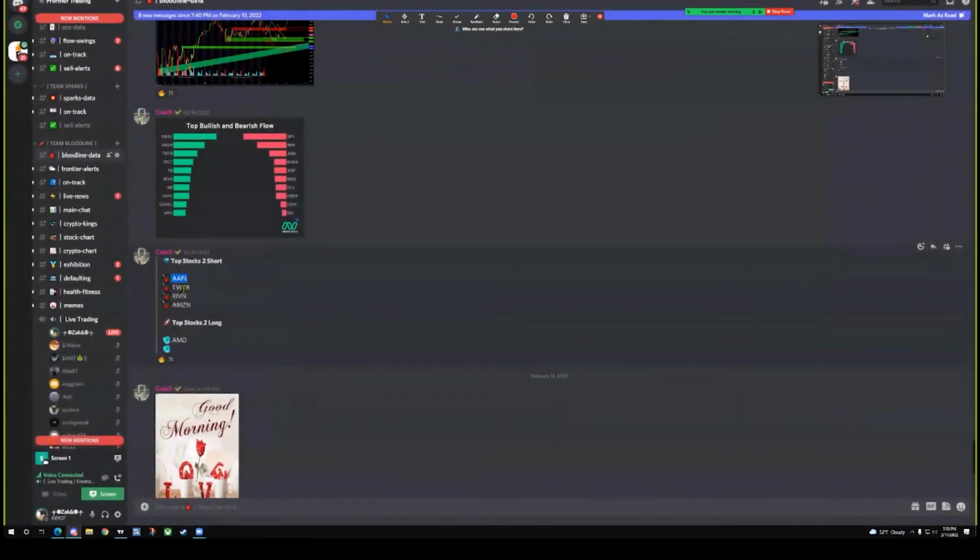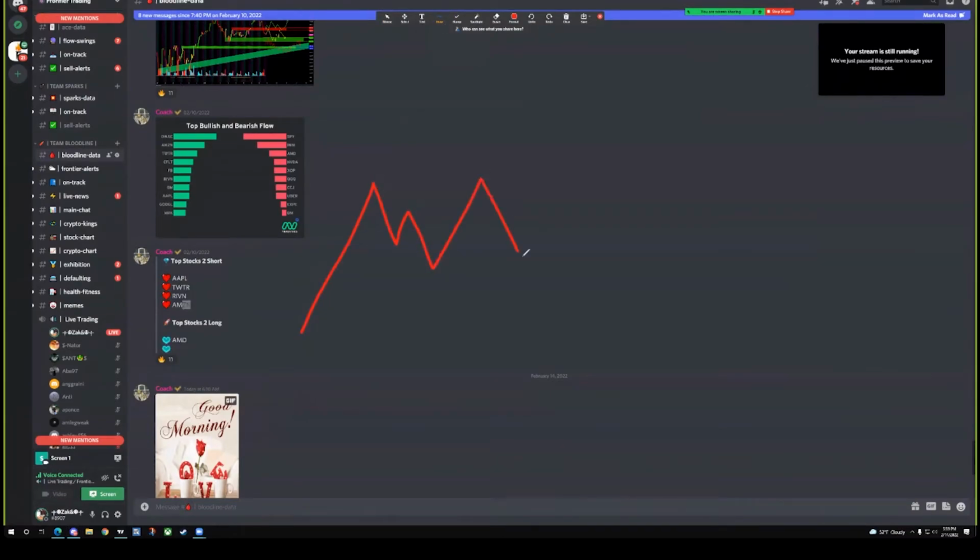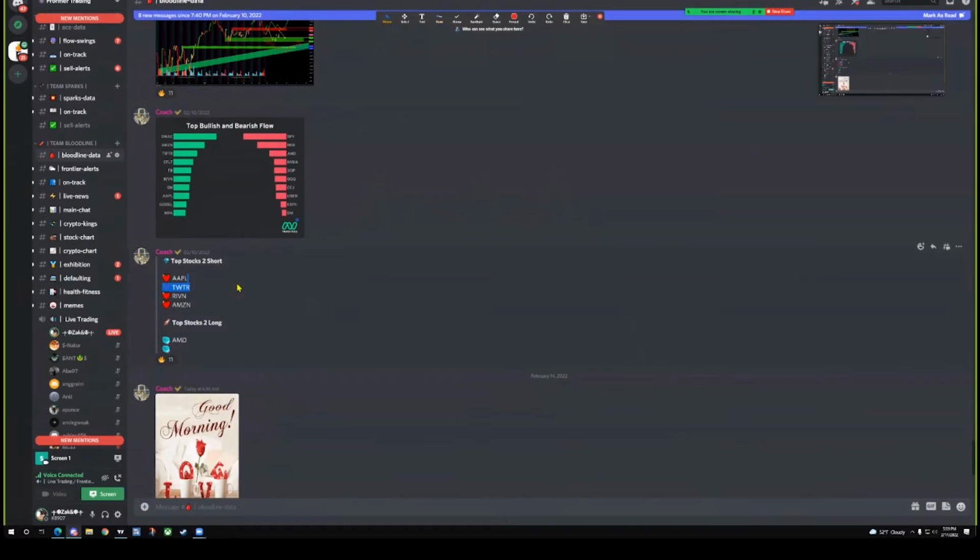You short Apple, short Twitter, short Rivian, short Amazon. Now, did they work out right away? No. Actually, they went up and stayed there, and then randomly they ended up collapsing. So you want to kind of have faith. Do you want to YOLO your entire account into it? Probably not. But try to play it in a smart way.